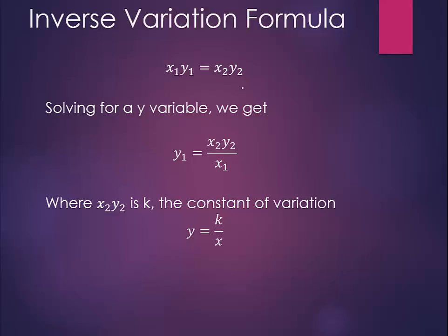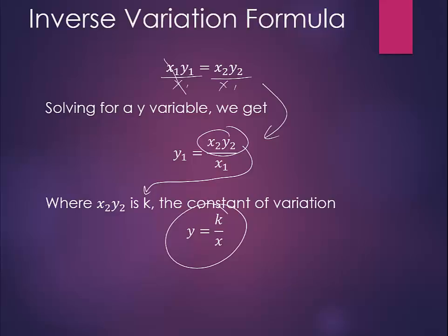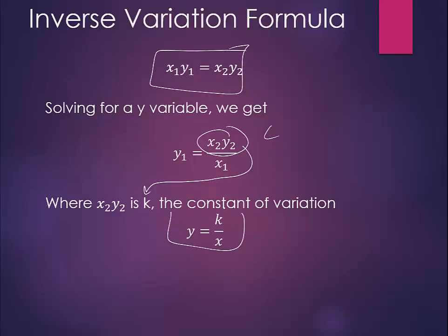Let's go ahead and solve it for y. So, solving for y, we need to divide by x1 to get rid of x. So that would give us y1 equals x2 times y2 divided by x1. That's still a little ugly, so let's go ahead and replace x2 and y2 with k. So that would give us the equation y equals k divided by x. Two important equations that we have here are the first and the last equation.